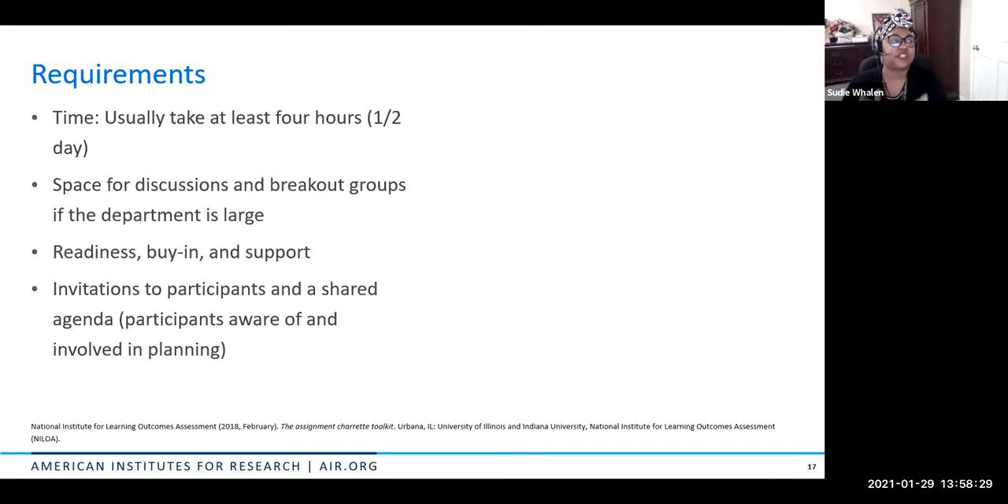You want to make sure you have space for discussions and breakout groups, especially if the department is relatively large. So if you have a large department, then you want to split them up so that they're doing the charrette in small groups, right?